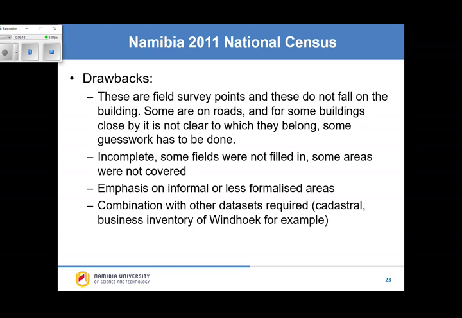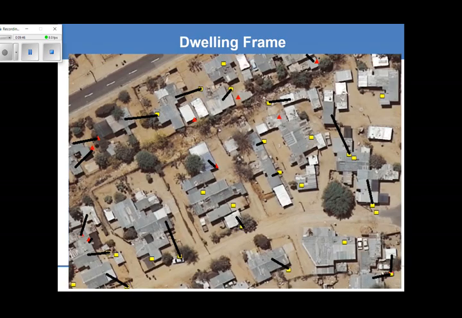It is also geographically incomplete, because some areas are not covered. It's a huge country and not everything can be covered. There's an emphasis on informal and less formalized areas, so this is where the effort should be put, and it's very necessary to combine it with other official databases like cadastral or other business inventories in Namibia or in Windhoek, to cross-check and make sure that all databases are aligned.